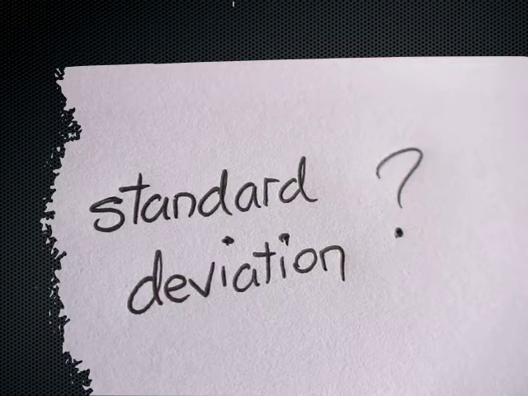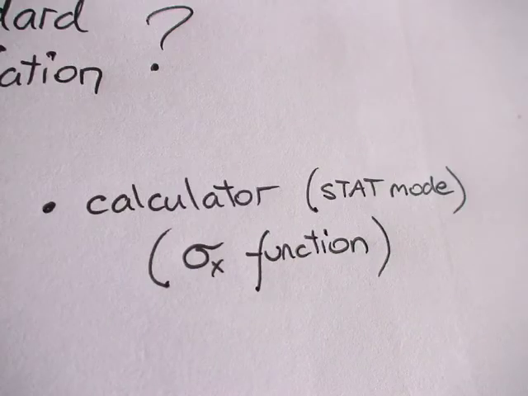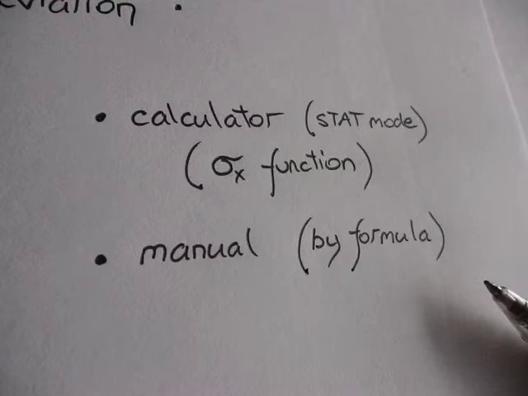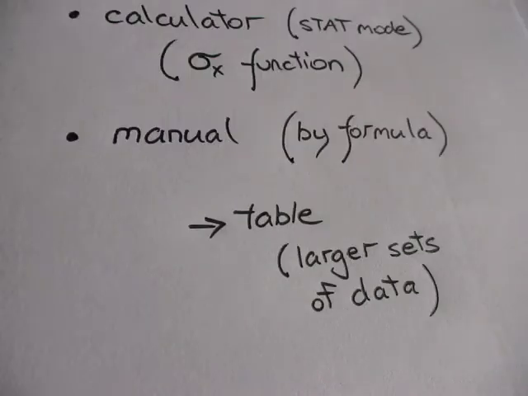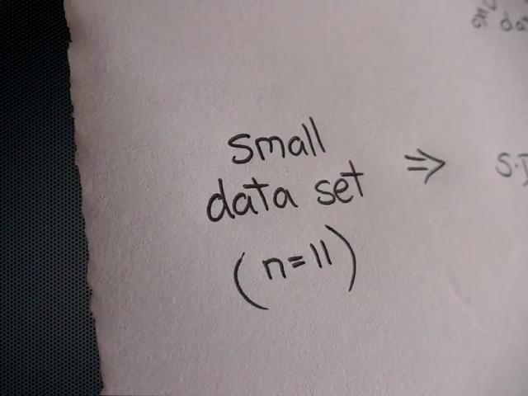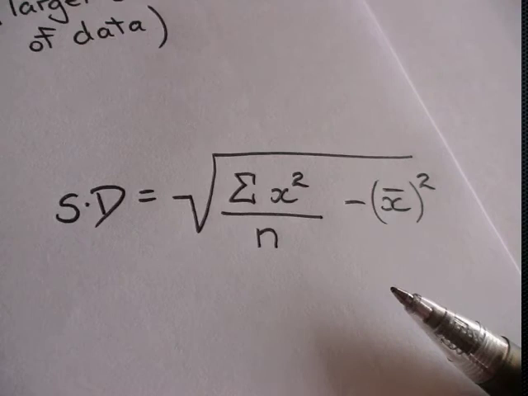Now we're going to work out the standard deviation. We could put a calculator into stat mode, or statistics mode, and simply use the standard deviation function. Or we can calculate it manually using a relevant formula. What can make this easier sometimes is to set out the data in a frequency distribution table for larger sets of data. We only have a small set, n equals 11, so we'll use this formula.